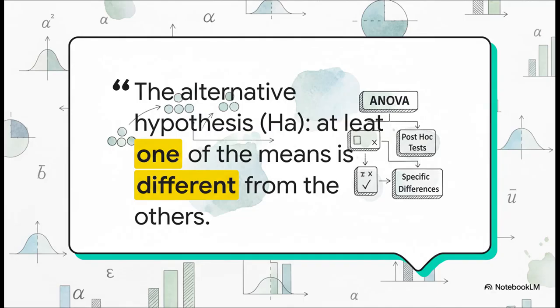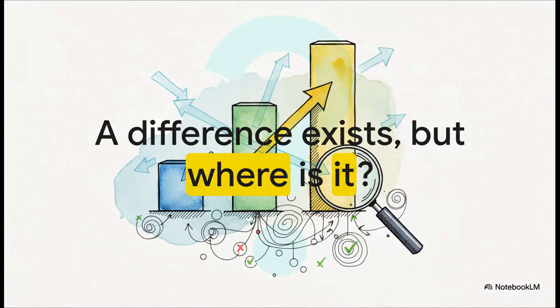See, when your ANOVA gives you that nice, small p-value, it means you can confidently say that not all your groups are the same. You accept the alternative hypothesis, which basically says, okay, at least one of these groups is the odd one out. But which one? Is it group A that's different from B, or is C way different from everyone else? The ANOVA just shrugs. It doesn't tell you. And that, right there, is our cliffhanger. We have a mystery on our hands.